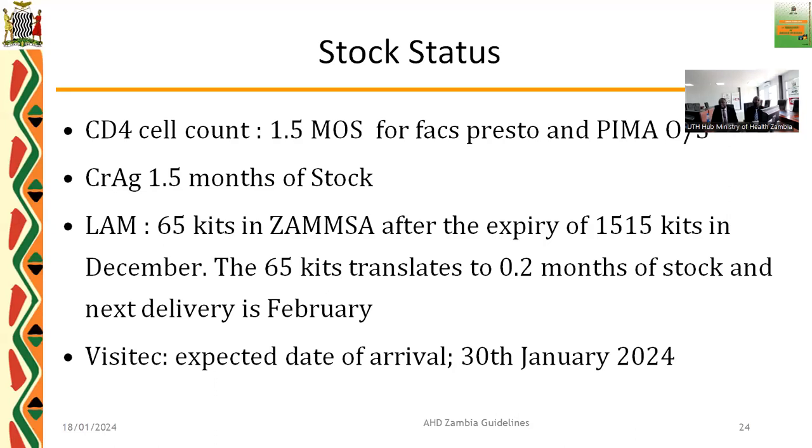But we must say that a lot of CrAg tests, 1,500 kits, expired this December. And we need to ask ourselves, why? Are we ordering from our lab colleagues? Are we speaking to them? They are responsible for this commodity. So we can't afford to have this much wastage of commodities. These are the things that we need to work on. VCTech, like I've said, 30th January, we are expecting the arrival. Next slide.